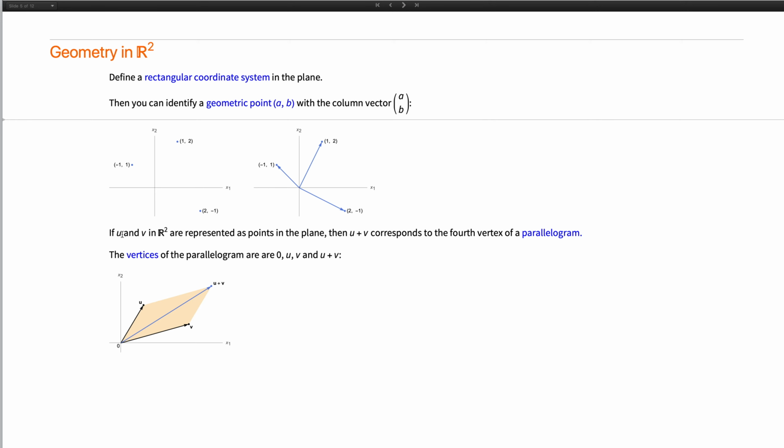Now, if you're given 2 vectors u and v, then u plus v really corresponds to the 4th vertex of a parallelogram. So in this picture over here, you've got a parallelogram with 4 vertices. There's the origin, there's u, there's v, and then there's u plus v. So those are the vertices of the parallelogram.